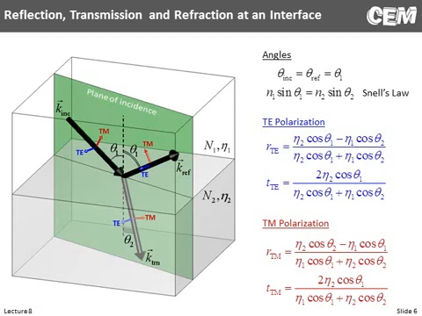Polarization does not matter for refraction. Snell's law is polarization independent, but how much of the wave reflects or transmits very much depends on polarization, the material properties on either side, and the angles. The other thing about these equations is that these are for isotropic materials on either side of the interface. If the materials become anisotropic, our equations change.